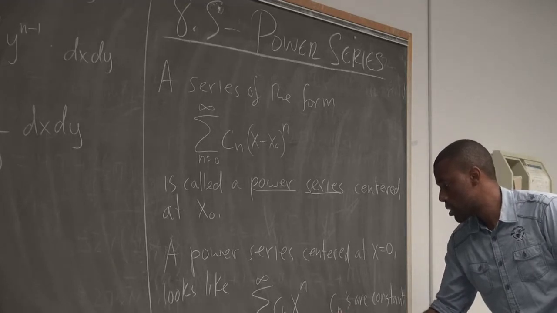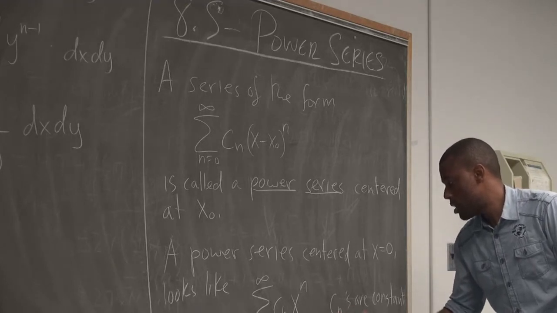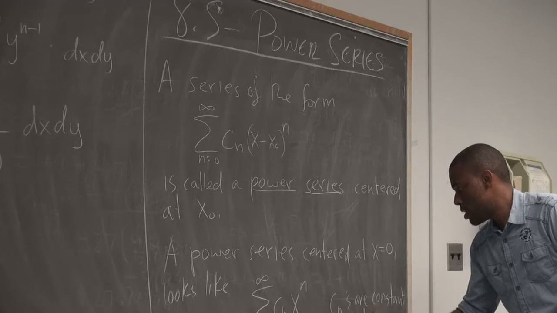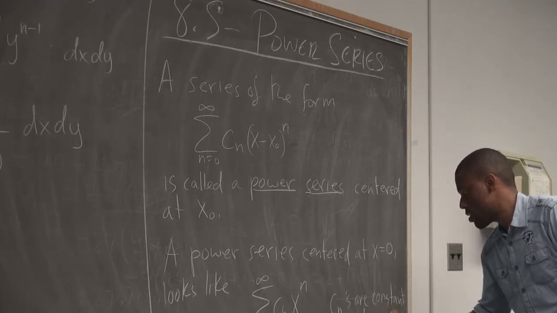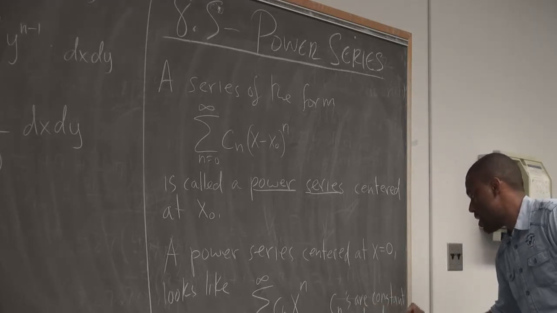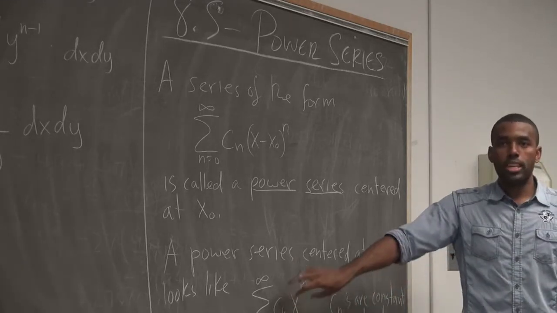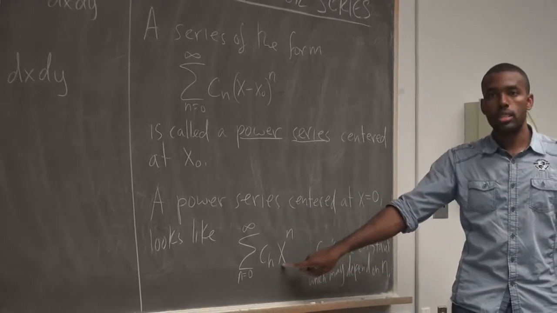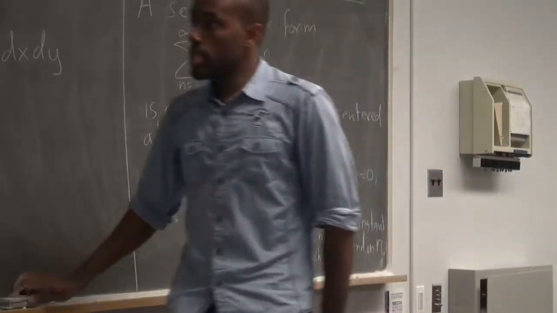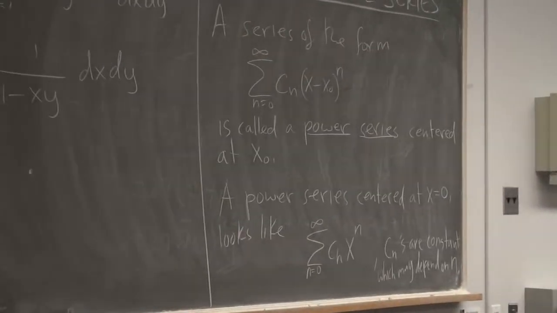Which may depend on n. So your Cn is just a formula that gives you the constants that are in front of the x to the n's. So really what this guy looks like is just like a polynomial.